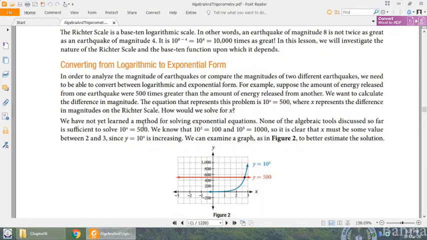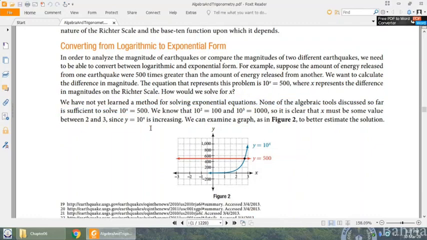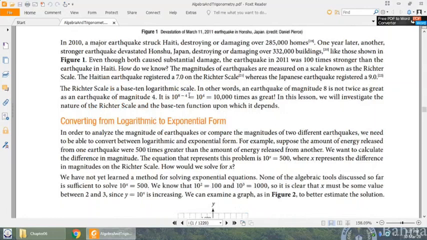10 raised to the power x means that, if you want to convert it into log, I'm going to write log to the base of 10 of 500 equals x. Do you understand? Just like here, they have given 10 raised to the power 8 minus 4, so 10 raised to the power 4 is 10,000 times as great.